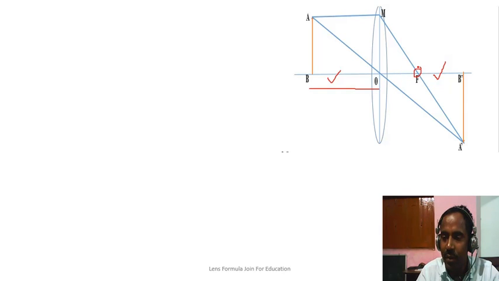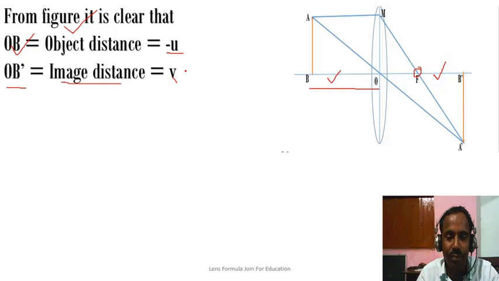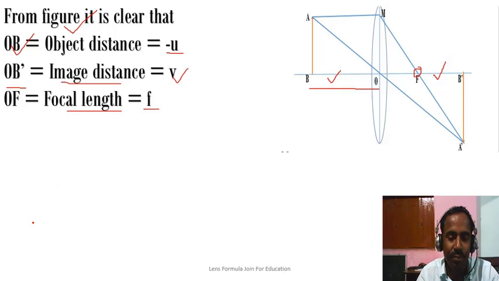F is the main focus of the convex lens, therefore OF will be the focal length and it is generally denoted by F. If we consider B dash F, then this will be OB dash minus OF, which means V minus F. So, B dash F is V minus F. From the figure it is clear that OB, the object distance, is equal to minus U, OB dash, the image distance, is equal to V, OF, the focal length, is equal to F, and AB is equal to MO.